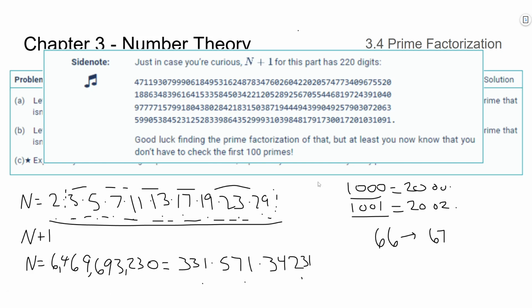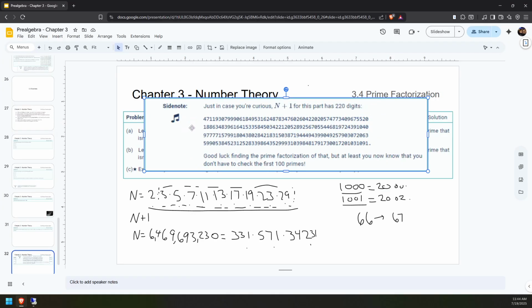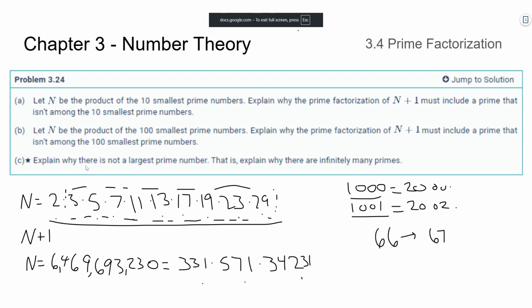Okay, so C is, let me go ahead and delete this off here. All right, so C is explain why there's not a largest prime number. That is, explain why there are an infinite number of primes. Okay, so if you can come up with an intuition, an understanding of why it might be the case where there is no such thing as a last prime number, it might be hard to think about how you could prove that.